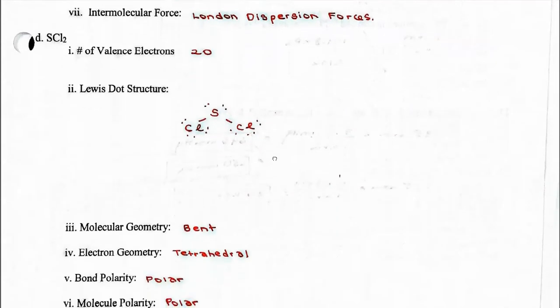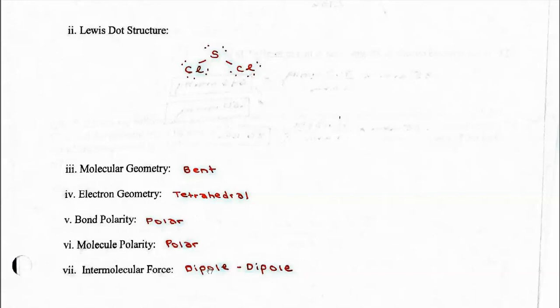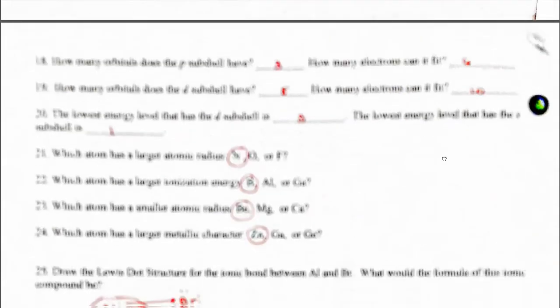Okay. SCl2 is your typical bent structure. It's tetrahedral. Both are polar and dipole-dipole. If you're needing help with these, I can't take the time now, but please come in. Ooh, this is really blurry. I'm really sorry. Bad picture. All right, I'm going to be able to explain this pretty quickly anyways.